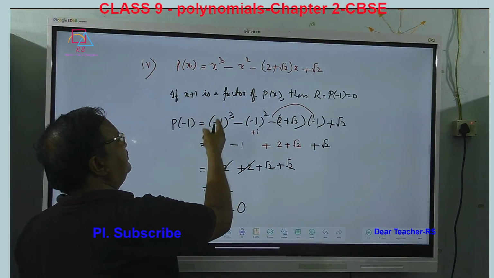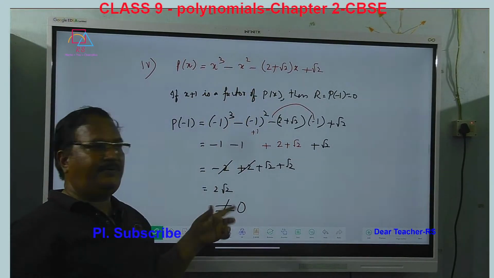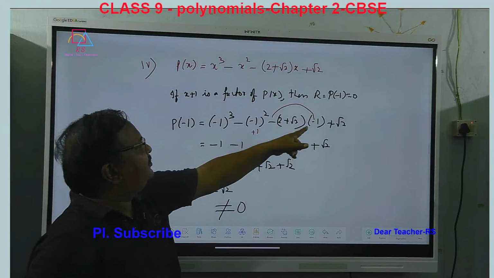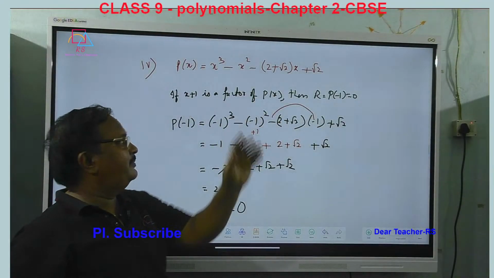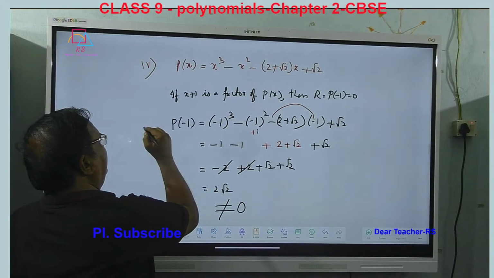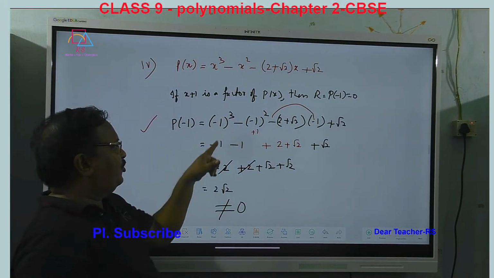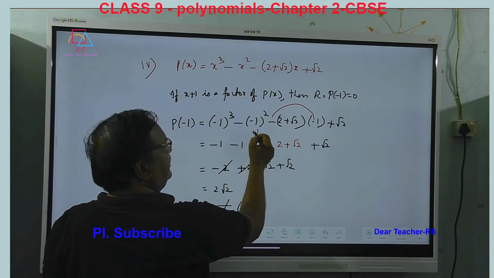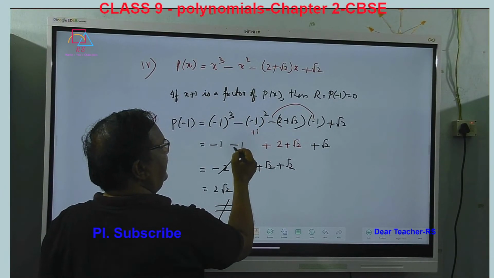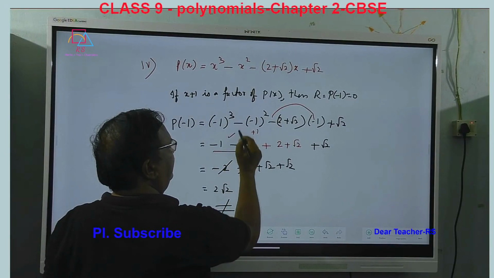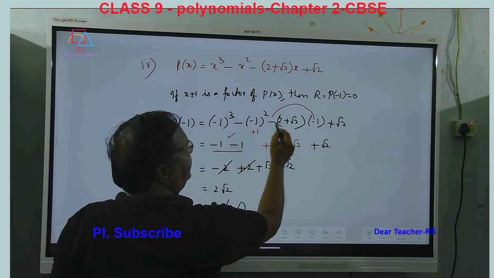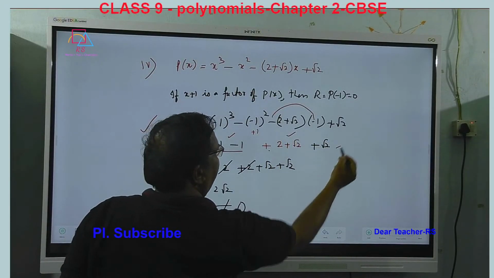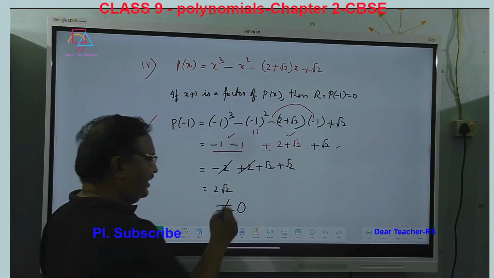Now whether I have substituted minus 1 properly or not, that I have to check. Minus 1 whole cube, minus 1 whole square, 2 plus root 2 minus 1 root 2. Yes, the second step is also correct. Minus 1 whole cube is minus 1. That is also correct. Minus 1 whole square is plus 1, minus into minus is plus, minus 1. This is also correct. Minus into minus plus 2 plus root 2. This is also correct. Everything is correct. So my answer is correct.